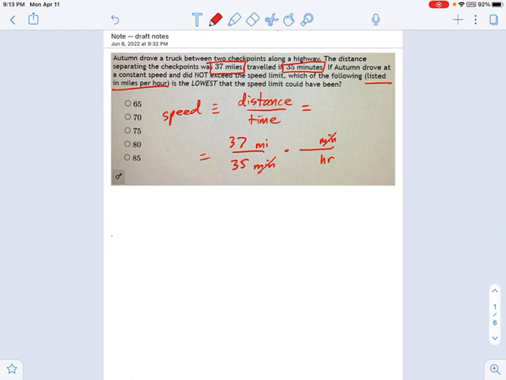Well, how many minutes are there per hour? You've got 60 minutes per 1 hour. So I'm going to take 37, divide it by 35, and then multiply by that 60. So what I get is 63.43, and this time it's in units of miles per hour.